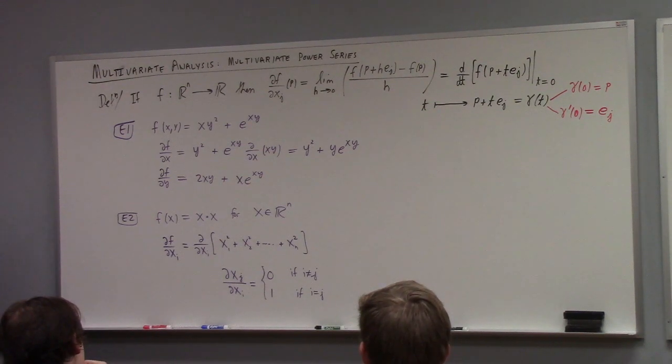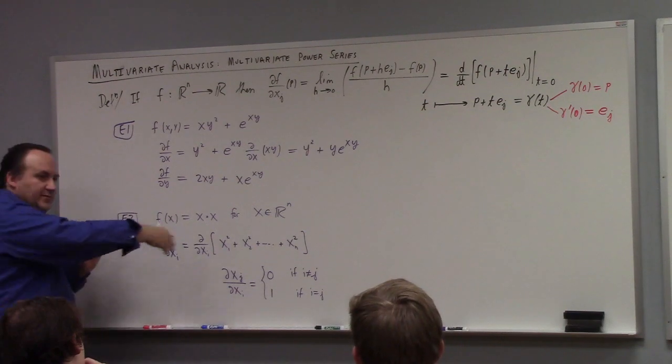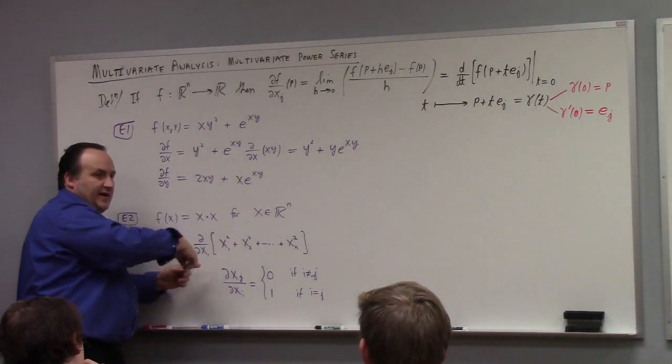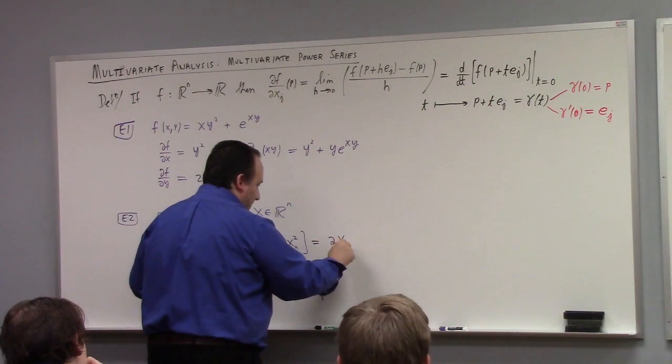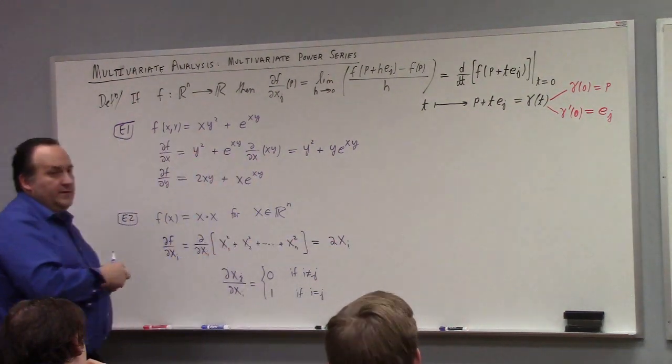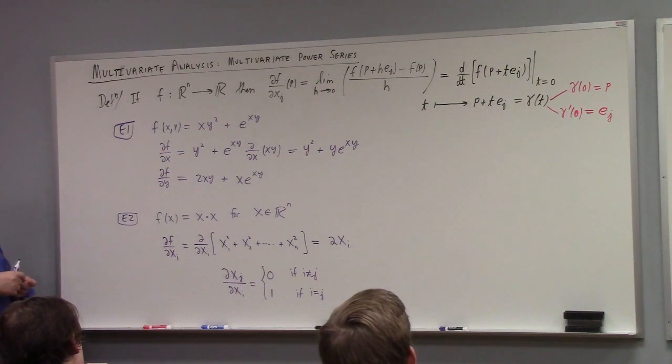Yeah, this is the Kronecker delta, for what it's worth. But the larger point here is everything here is 0, right? Except for what? Except for the ith one, where we get what? We get 2x sub i. There you go.